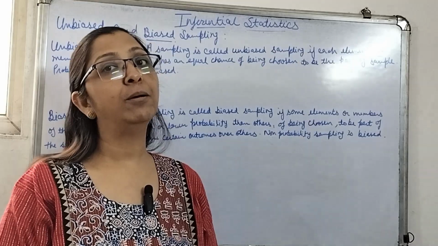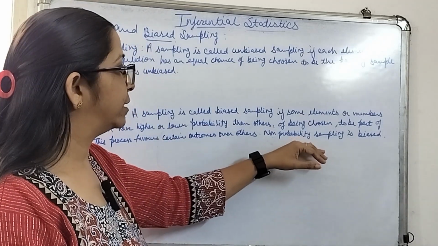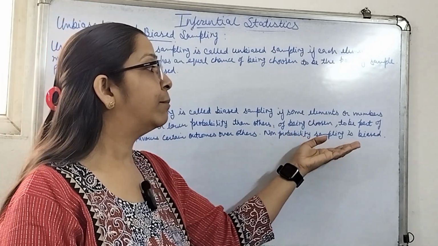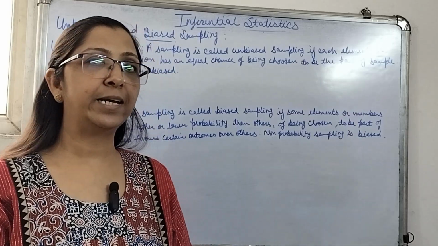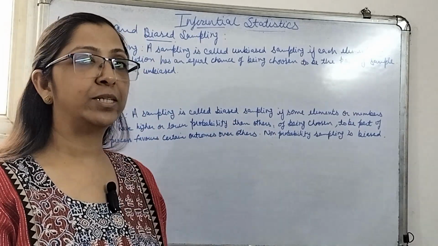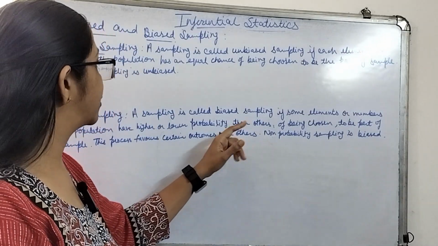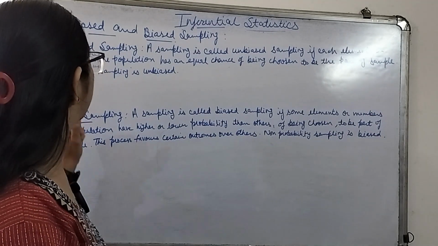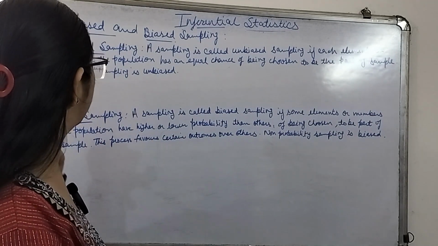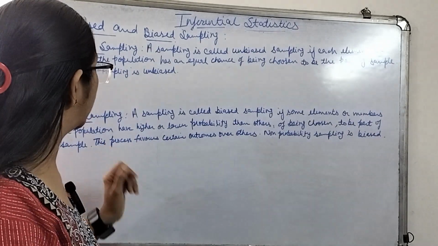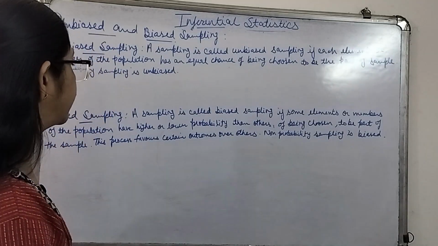Non-probability sampling is biased sampling. We have already learned that in non-probability sampling, bias is there. We are not randomly selecting the members to be part of the sample. So such type of sampling is known as biased sampling. So it must be clear what is unbiased sampling and what is biased sampling. Now let's understand this with an example.